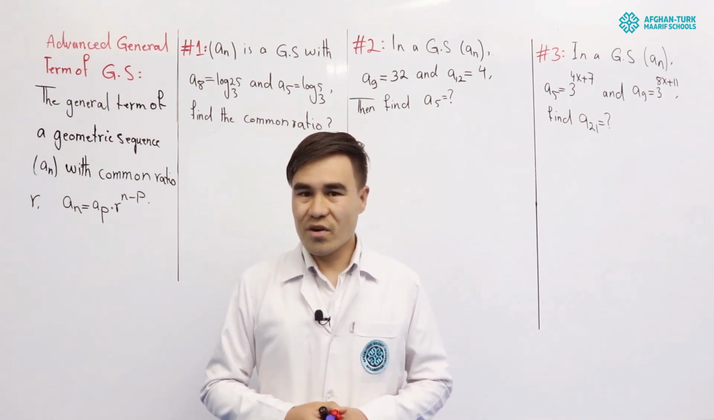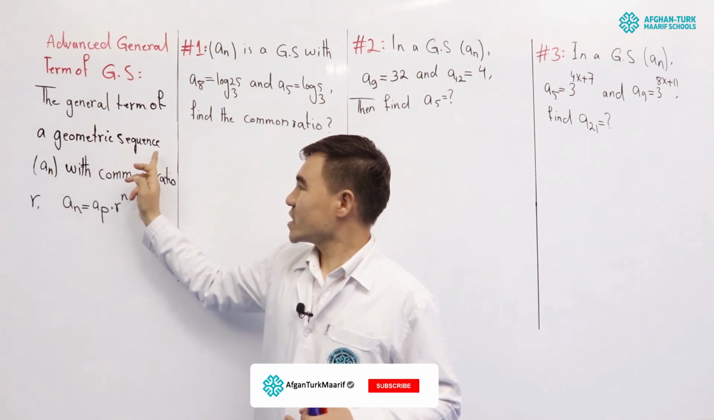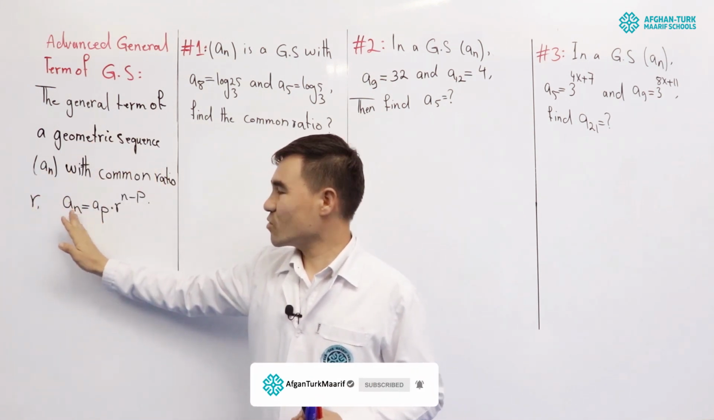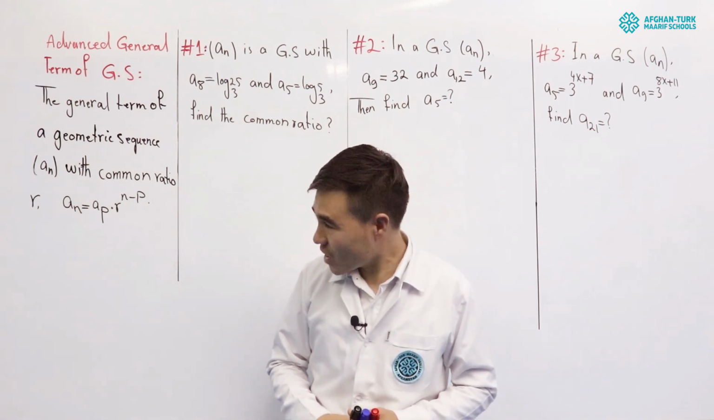Okay, dear students, first of all we must define what that is. The general term of a geometric sequence like a_n with a common ratio r is a_n equals a_p times r to the power of n minus p.